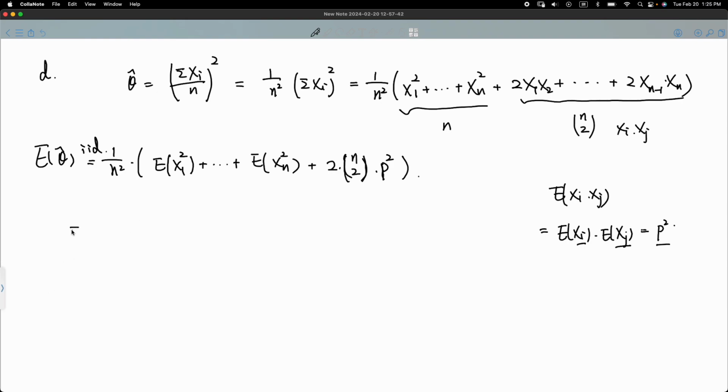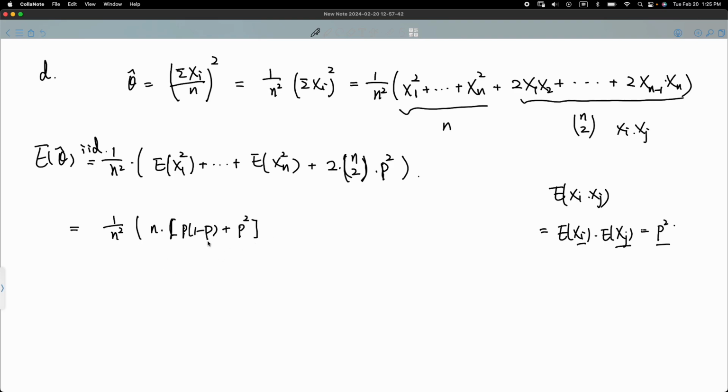And then similarly, which is also the same for that, because they are all identically distributed. So we have n copies of the second moment, and the second moment is equal to the variance, p multiplied by 1 minus p, plus the first moment squared. So maybe I'll use square brackets here.